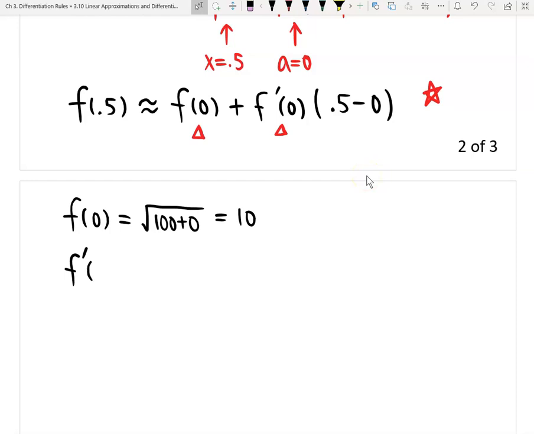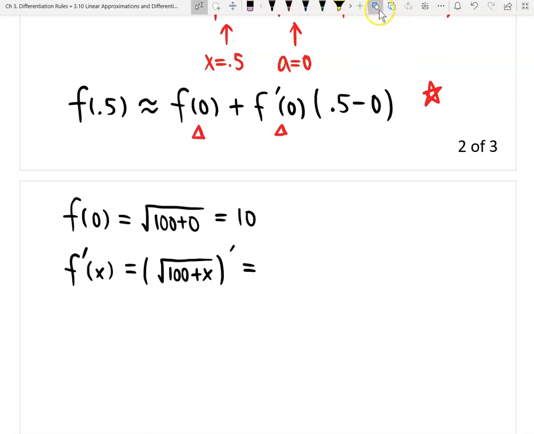So f prime at x is what? The function, if you remember, is the square root of 100 plus x, right? This is a composite function, so we have to use the chain rule. The inner function u is 100 plus x, so the outer is the square root of u. However, the derivative of the inner function is just 1, right? Therefore, what we are left with is only the derivative of the outer.